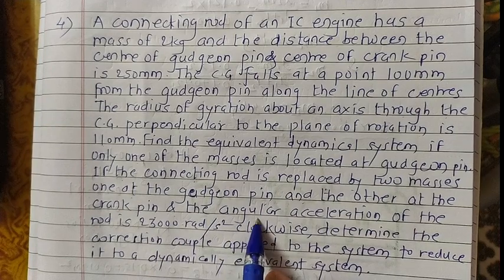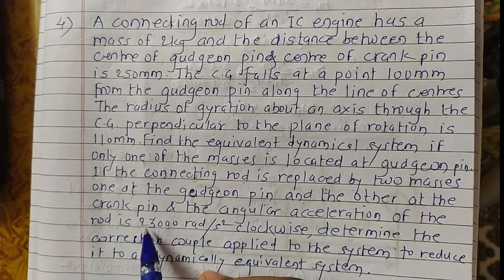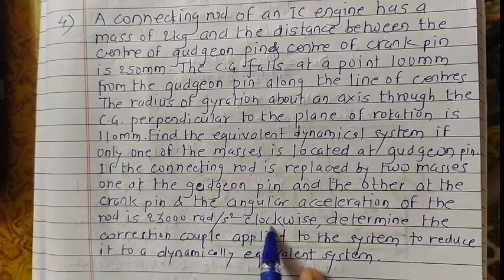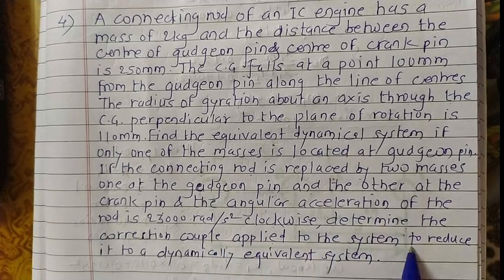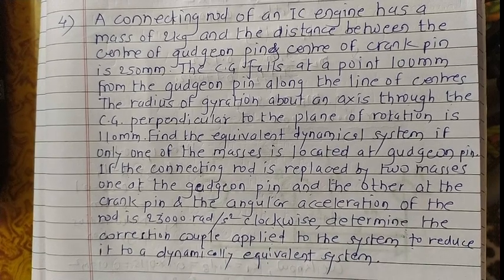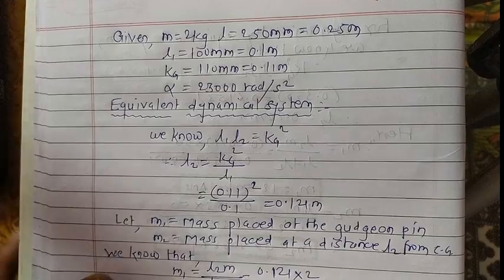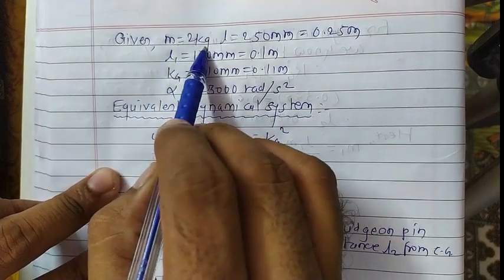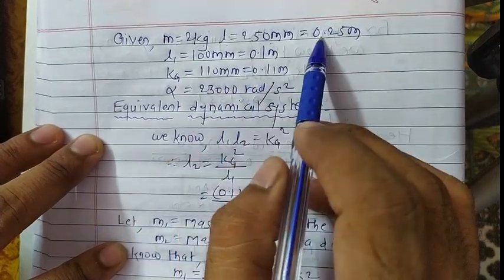The angular acceleration of the above rod is 23,000 radian per second square clockwise. Determine the correction couple applied to the system to reduce it to a dynamically equivalent system. So first of all, write the given data like this. The mass of the connecting rod is given as 2 kg. Then the center to center distance is 250 mm. Convert it into meter.